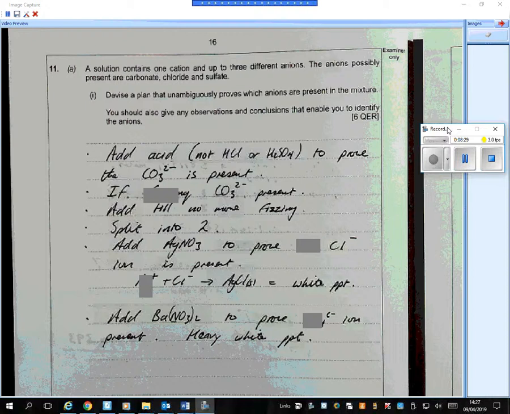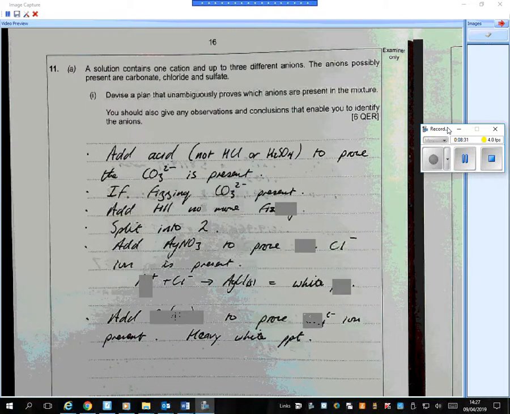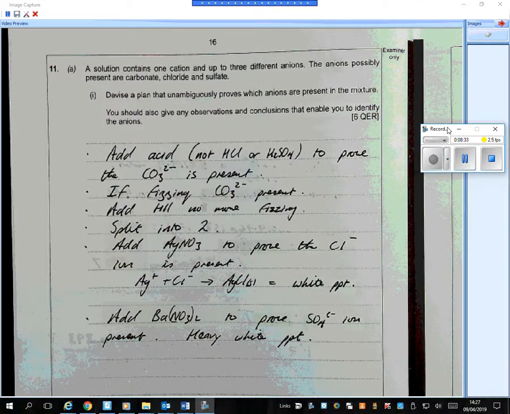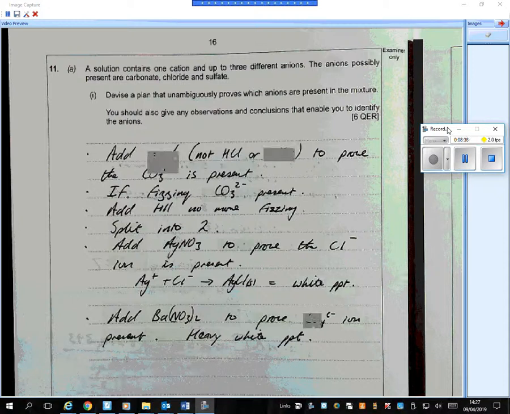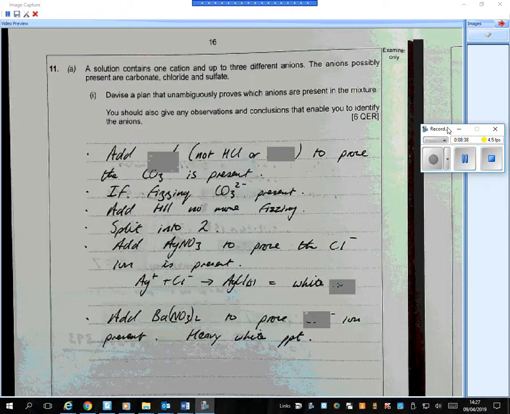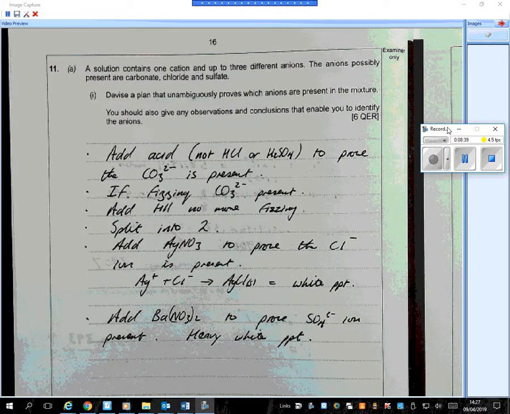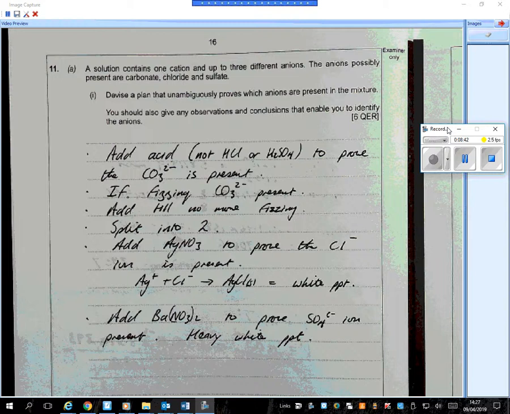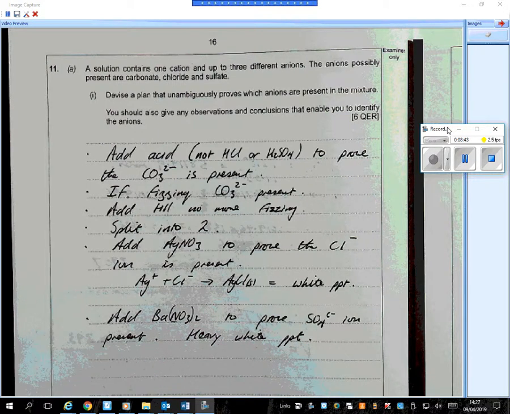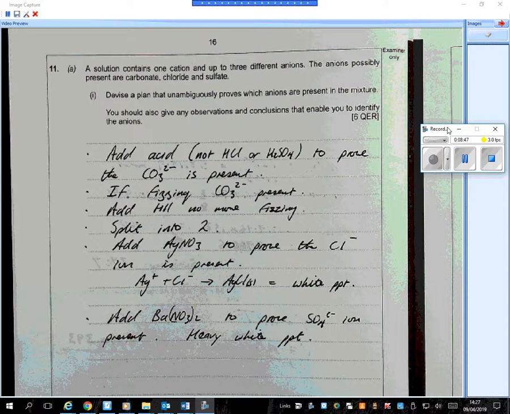So add the nitric acid until there's no more fizzing. Then split the solution into 2. If you test for chloride ions, you want to add silver nitrate and also some nitric acid before that, although there's already nitric acid there actually. So you're going to get a white precipitate if there's chloride present.